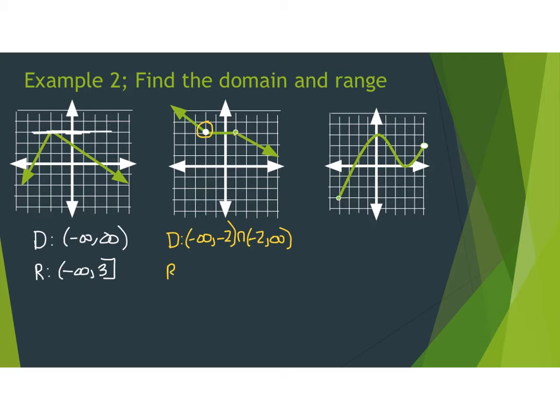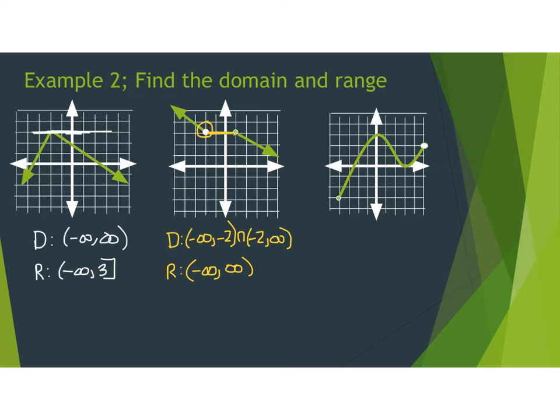And then my range is the up and down. Well, it goes up and down forever, and even though this point is an open circle, it is still included on the y all the way along this line. So my range is negative infinity up to positive infinity.